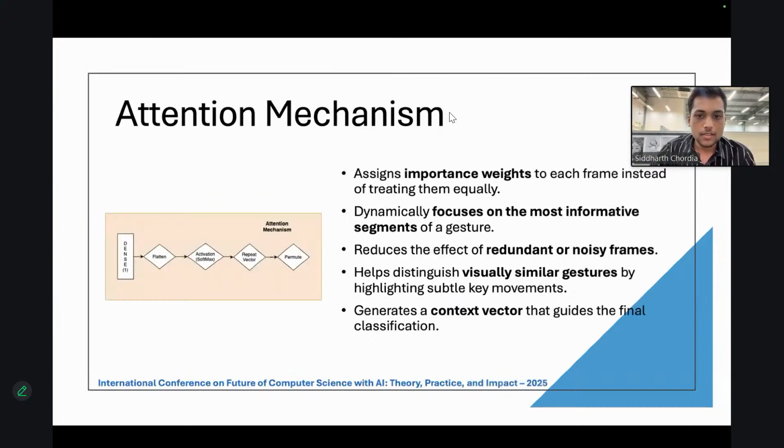The attention mechanism provides the important weights to focus on the most important segments. We are using the basic soft attention mechanism so that it stays lightweight, and it also helps distinguish similar gestures, like hello is like this and where is like this, so the movement of this finger is always there, so it can predict and differentiate hello and where both.